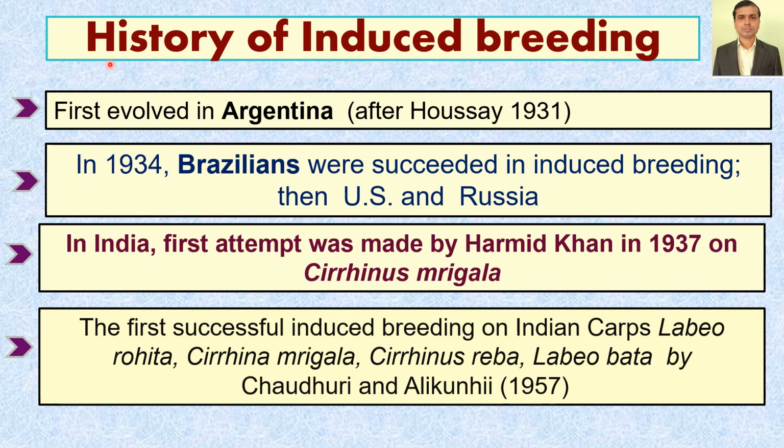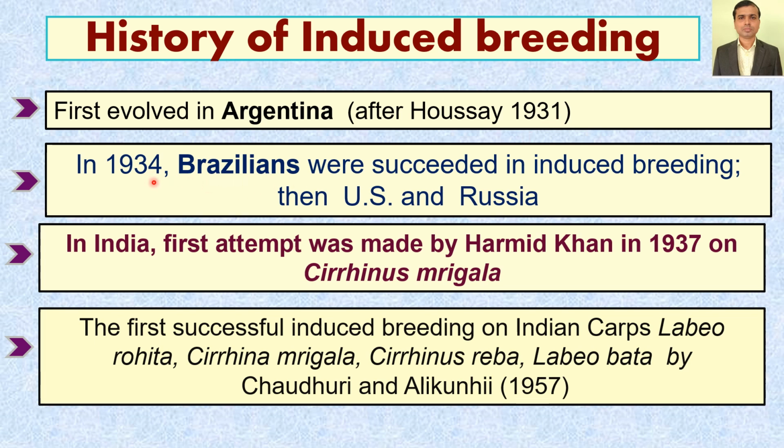Let us have a look at the history of induced breeding. The modern technique of induced breeding was first evolved in Argentina after the discovery of pituitary gland extract by Houssay in 1931. They did the experiments of induced breeding in viviparous fish using the pituitary extract.